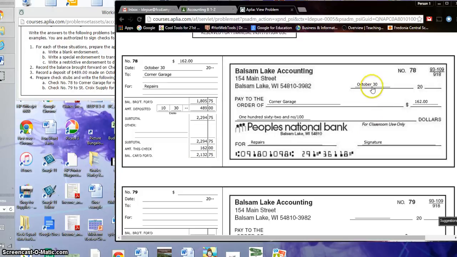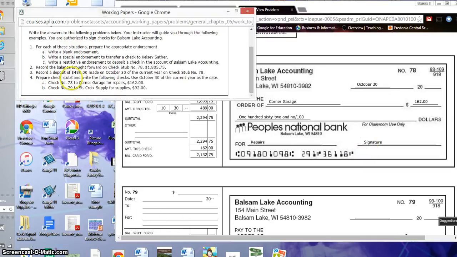So October 30th is the date, paid to the order of Corner Garage, $162. We spell out the words that are the amount, so $162 and no cents over the dollar. We put what we're writing this check for, repairs, and then the signature of the person writing the check.